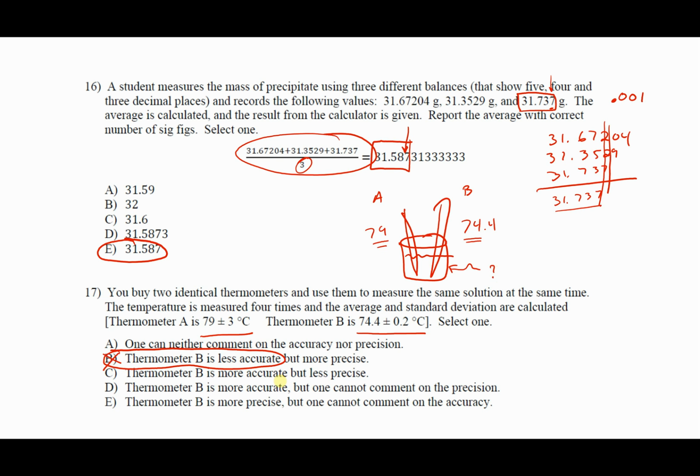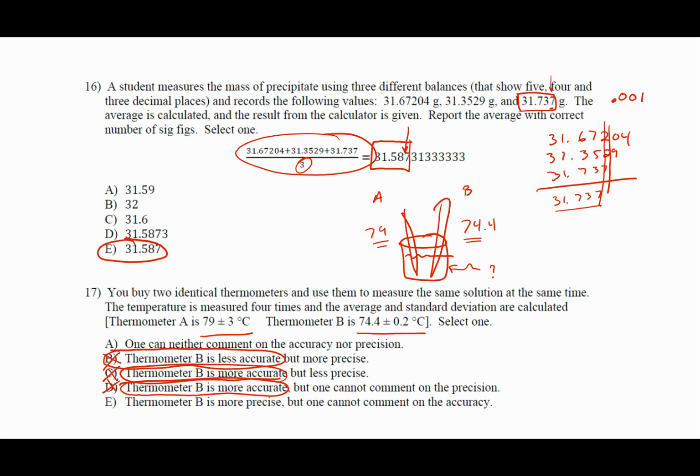Thermometer B is more accurate but less precise. Once again, we can't talk about accuracy. Just can't do it. Right? Thermometer B is more accurate, but one cannot comment on the precision. Once again, we've talked about accuracy. We don't know what the target value is, so we can't see how far we are away from that target value. Lastly, thermometer B is more precise, but one cannot comment on the accuracy.